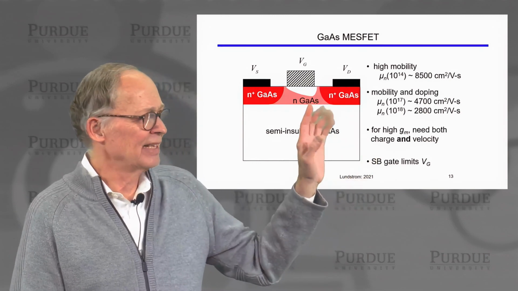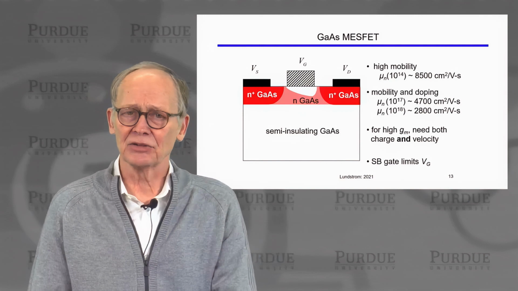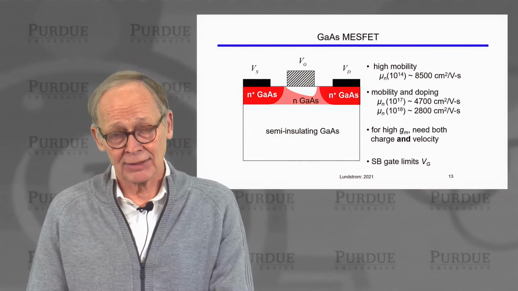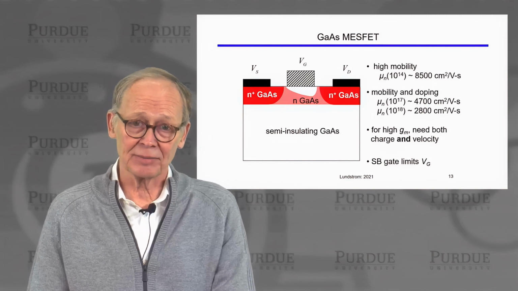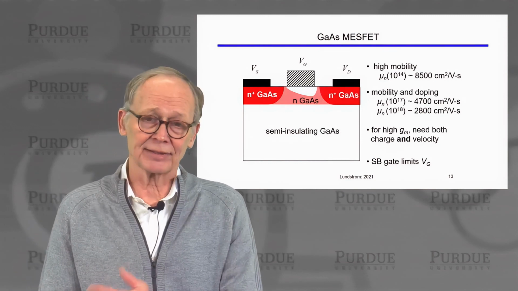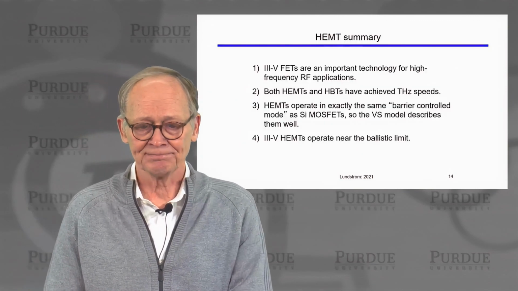I'll also point out that this device has a disadvantage. With a Schottky barrier gate, there's no insulator between the gate metal and the semiconductor. So if we forward bias that Schottky barrier gate, too much current will flow from the gate into the semiconductor, and that limits the gate voltage that we can put on this transistor.